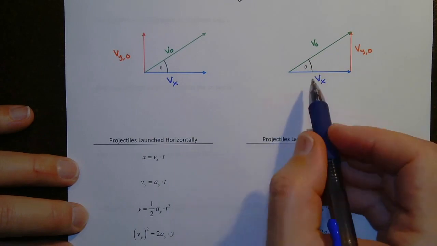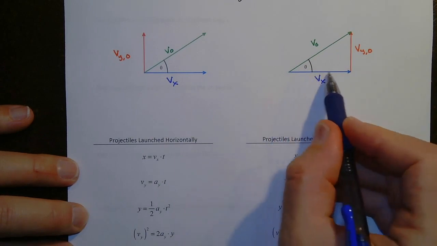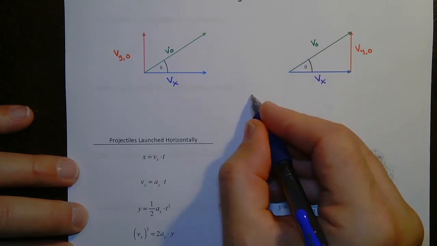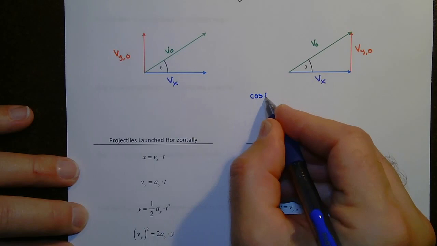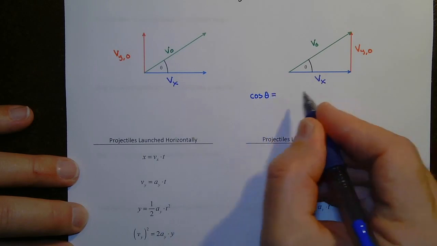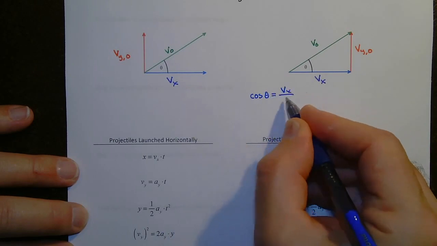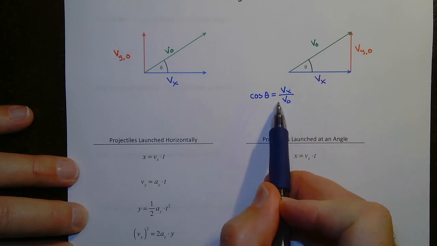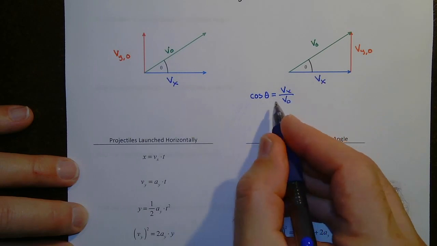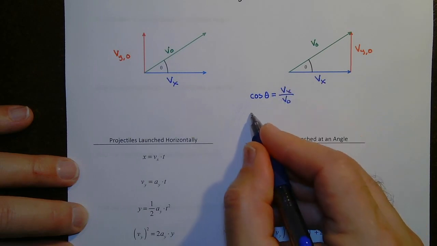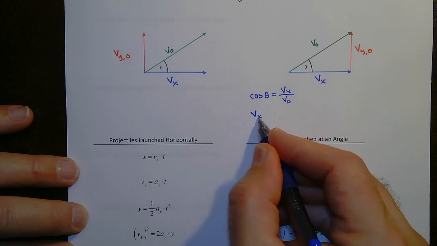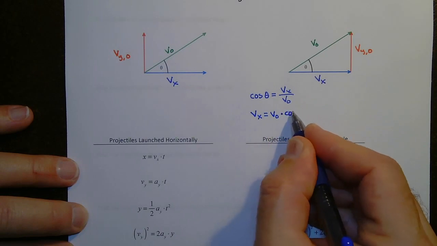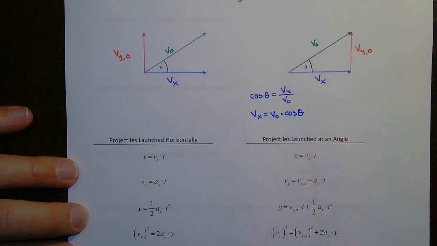All right. So I know cosine theta is the adjacent leg, which is this, over the hypotenuse, which is V sub O. Okay. So cosine of angle theta is equal to V sub X over V sub O. And so what I can do is multiply both sides by the original velocity, and I'll have the horizontal velocity. So V sub X is going to be V sub O times cosine of theta.